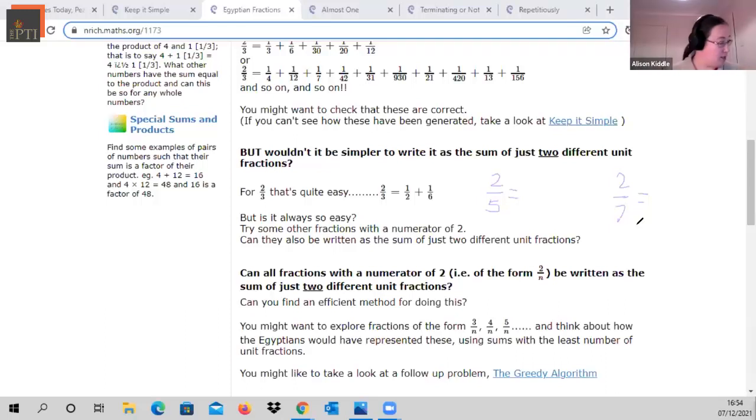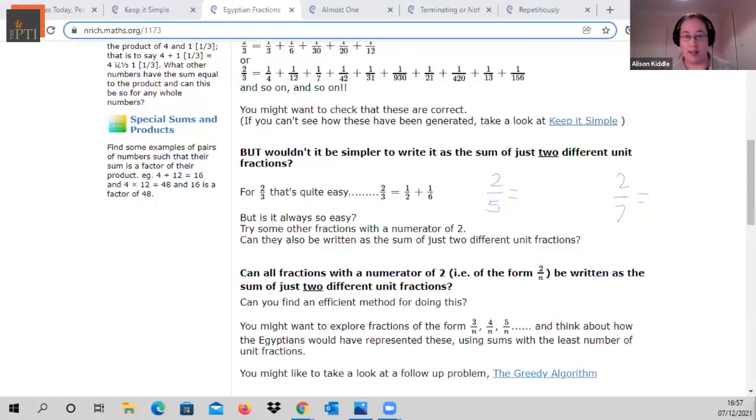And Charlie, you need to have a go at this as well. So your birthday's in July, isn't it? So you need to do 2/7. My birthday's in April, so I'm going to have a go at 2/5. And we'll all come back together in a couple of minutes and see if any of us have managed to find a way of writing 2/5 and 2/7 as the sum of 2 different unit fractions. If anybody finishes before I bring us back together, then you can have a go at 2/9.